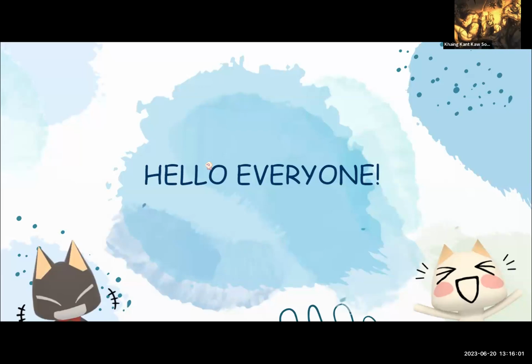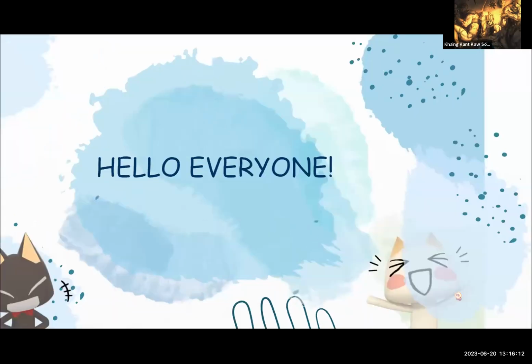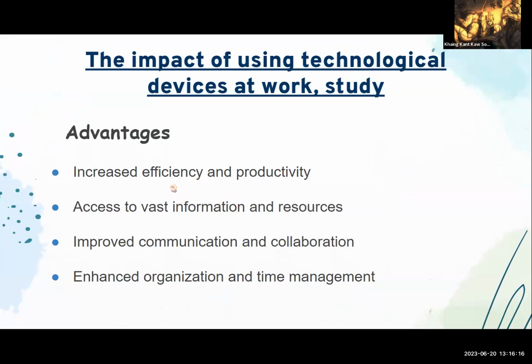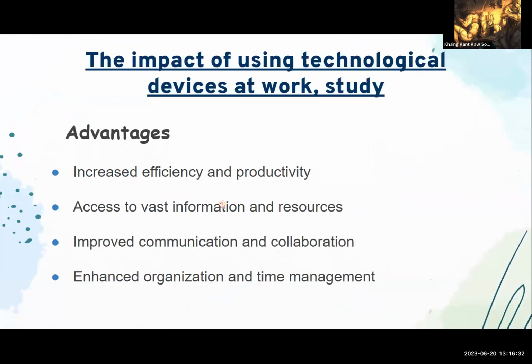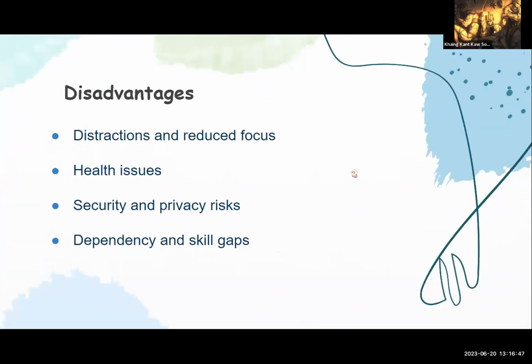Okay, so good afternoon, everyone. Today I'll be talking about the impact of using technological devices at school or at work and how it affects us. Using technological devices at work, study, and in various aspects of life offers several advantages and disadvantages. Advantages are increased efficiency and productivity, access to vast information and resources, improved communication and collaboration, and enhanced organization and time management. Disadvantages are distractions and reduced focus, health issues, security and privacy risks, and dependency and skill gaps.